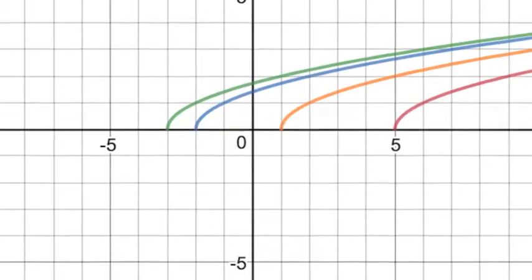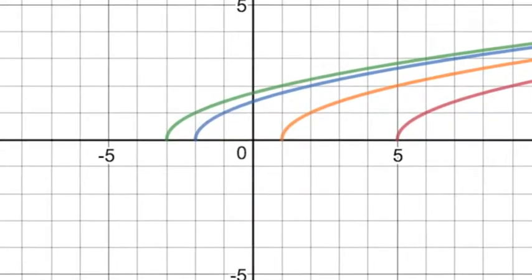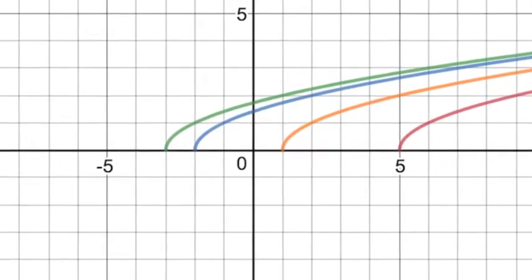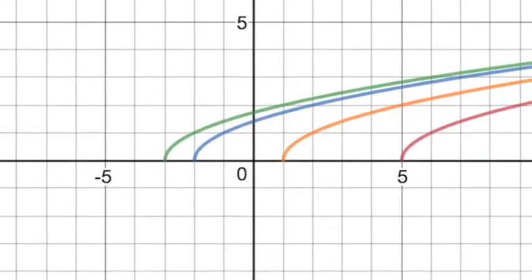Here's an example of y equals the square root of x minus h. In this case, I had x minus 5, the red one, so I went right 5 units, x minus 1, orange, x plus 2, left 2, x plus 3, left 3.